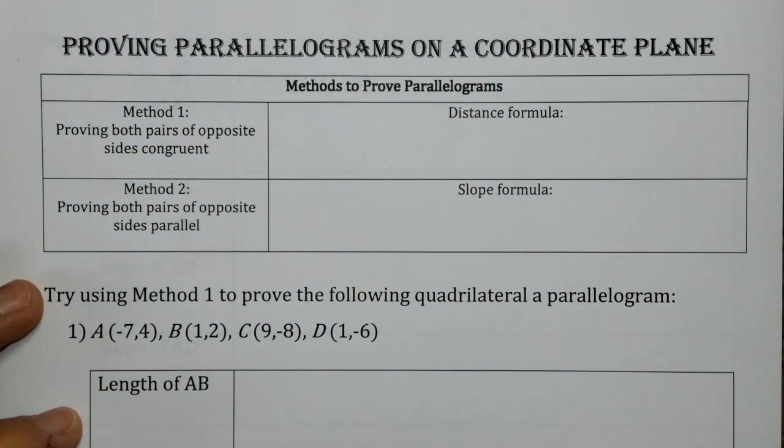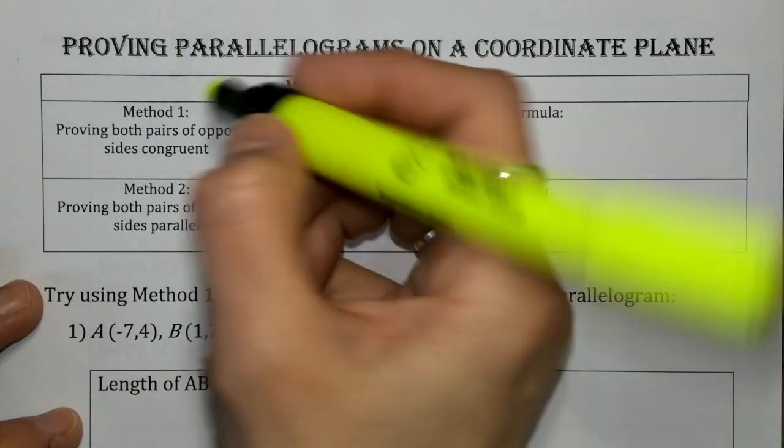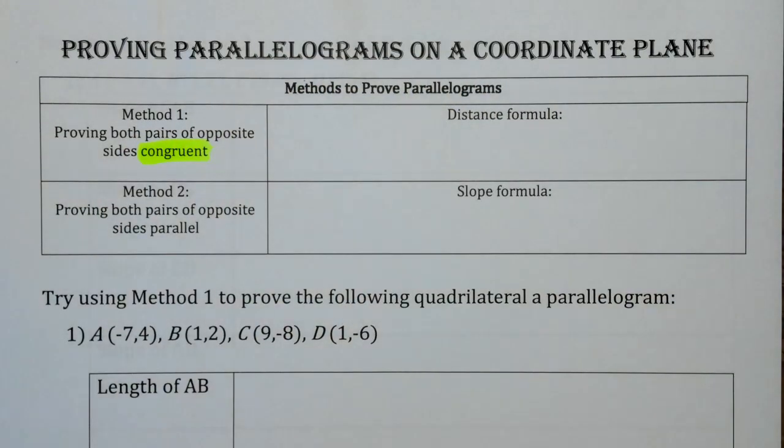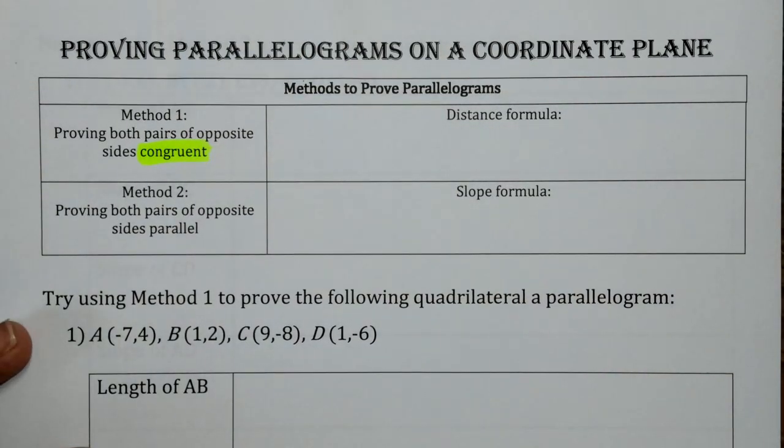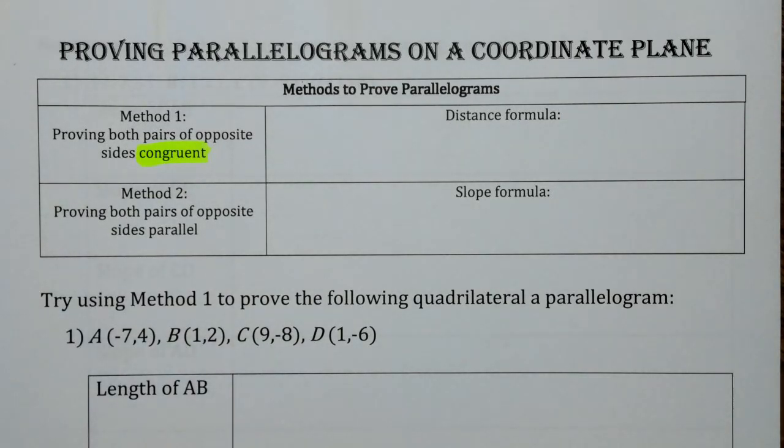Method one, using the distance formula, is going to prove that your opposite sides are congruent, because that is one of the properties we talked about with parallelograms, that opposite sides are congruent. So in order to do that, you have to figure out the distance between point A and point B. How long is that side?